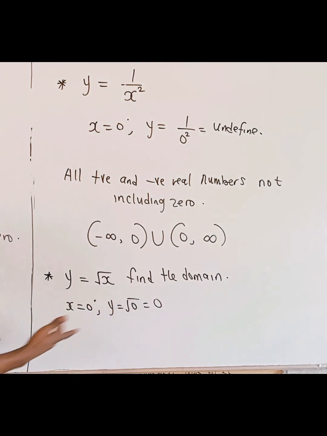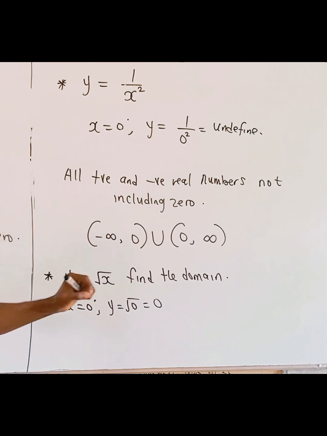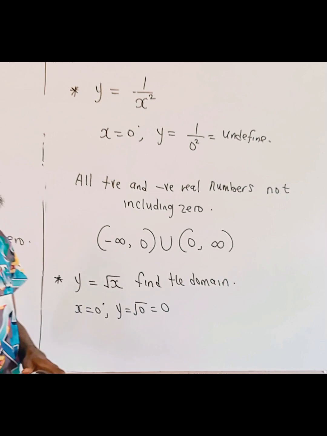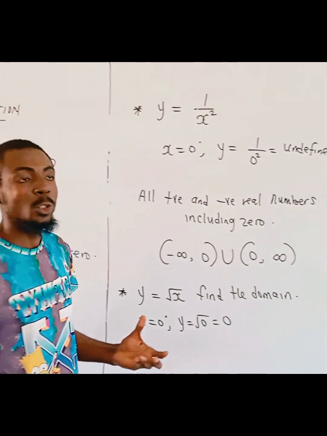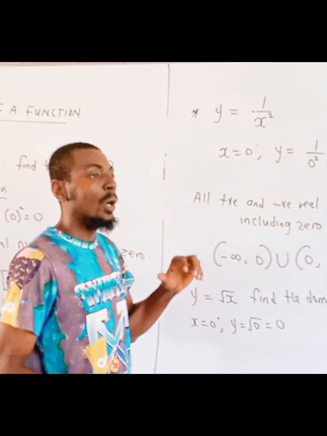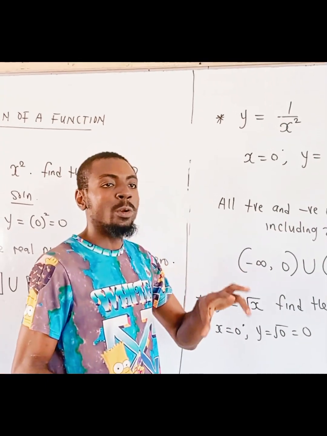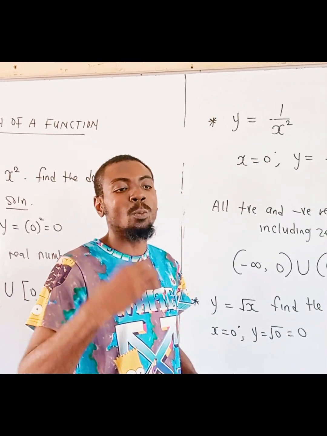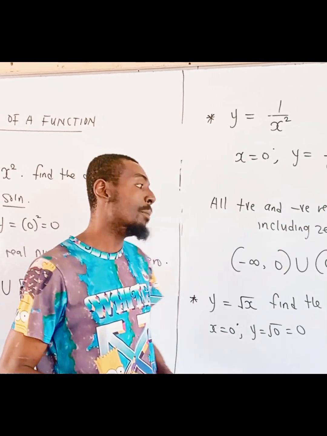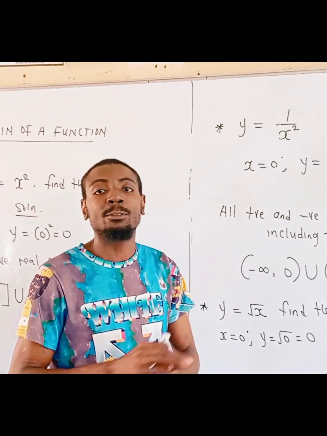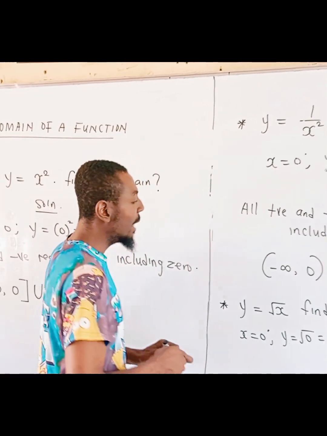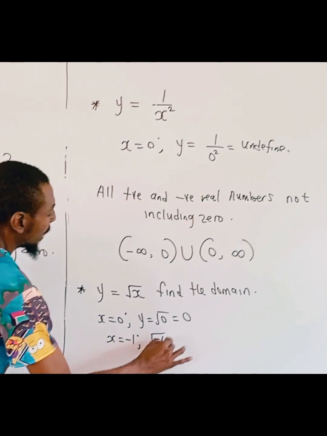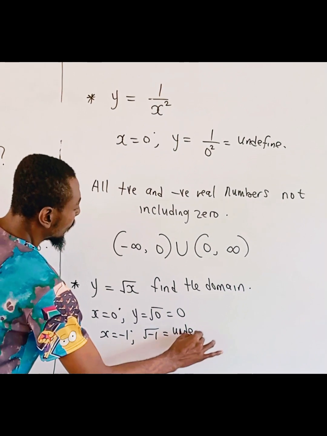This is a perfect definition because 0 defines the function, but no negative number can define the function, because the square root of a negative number is a complex number. So if you check your calculator now, square root of -1 will give you math error. You have to be in complex mode before it can be computed. So just know that square root of any negative number is undefined. When x is -1, for instance, square root of -1 is undefined.